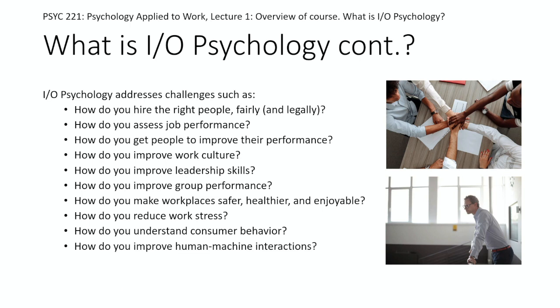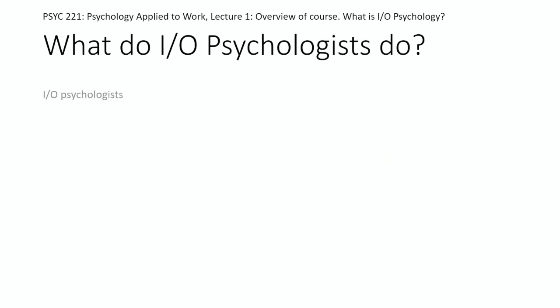How do you improve human-machine interactions? So that should give you a broad overview. It should start to make sense in terms of where IO psychology applies their tools and knowledge. So what is it an IO psychologist then does?